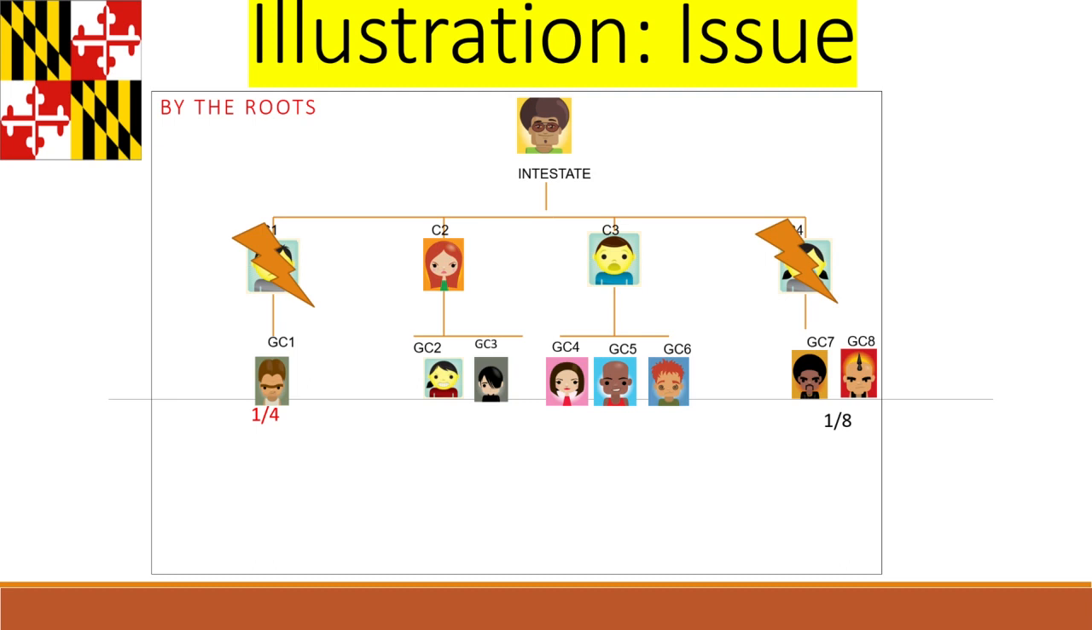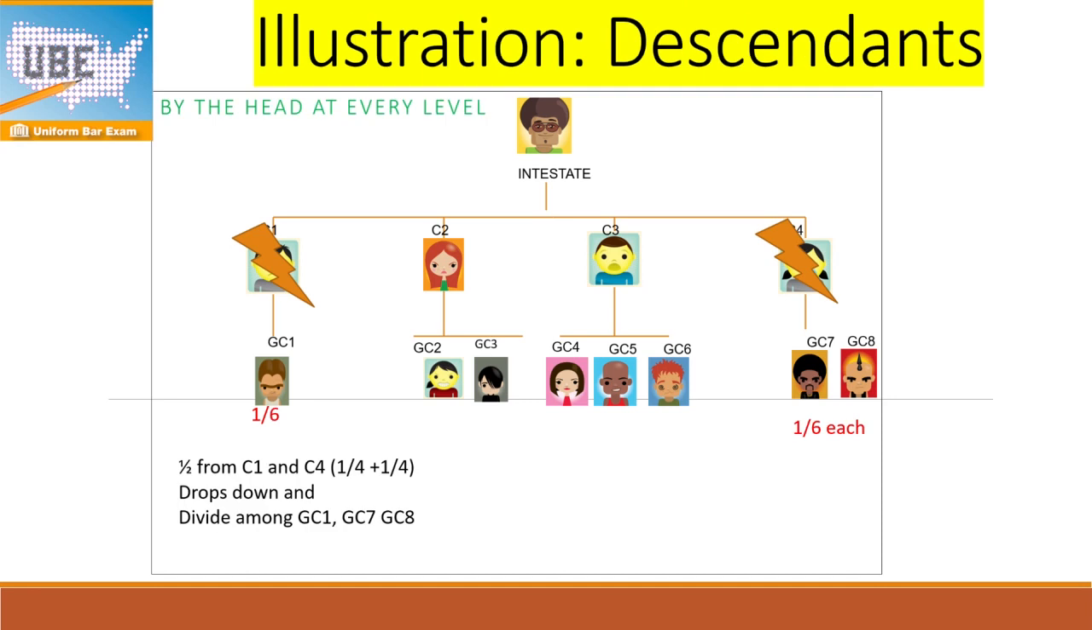Now look how this same hypothetical illustration is resolved under the UPC by the head. So what we do is we all divide at the children level because that's where somebody is alive. So C2 and C3 under the UPC will still get their 1/4. But under the UPC, they want every grandchild who will inherit to take the same. So grandchild 1, grandchild 7, and grandchild 8 will each take 1/8. Now this should be green. I'm sorry that it's red. I'll come back and change it. Okay, so this is the UPC approach.